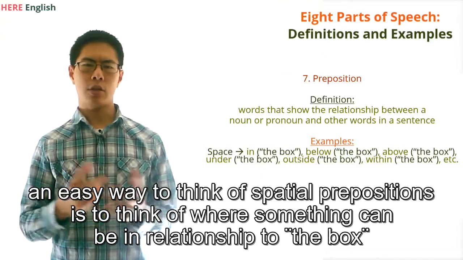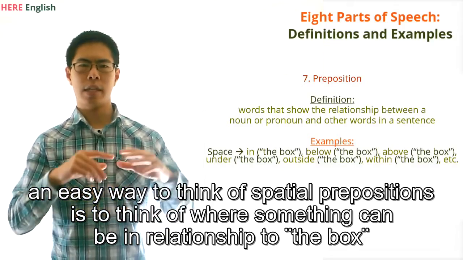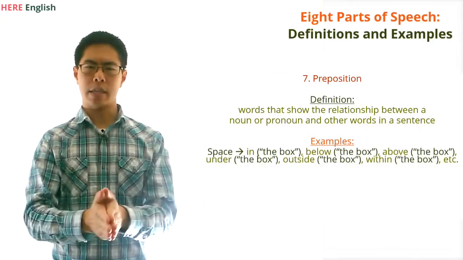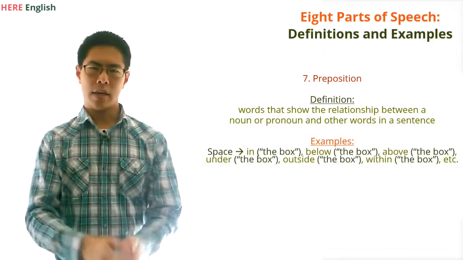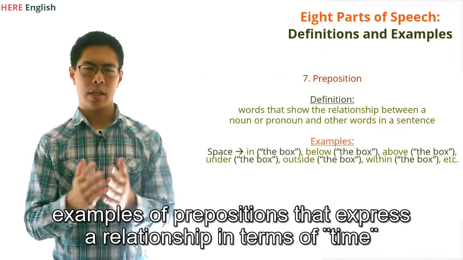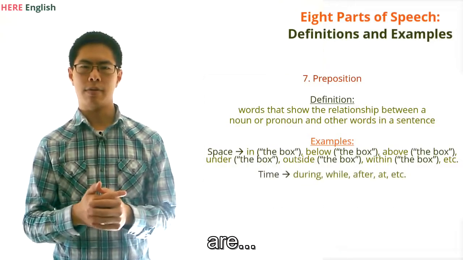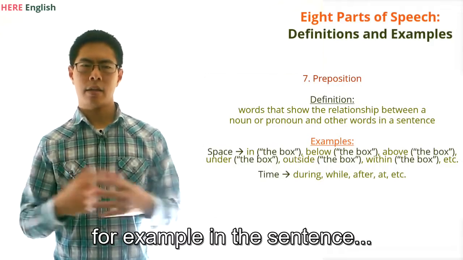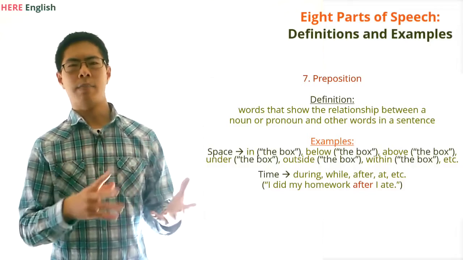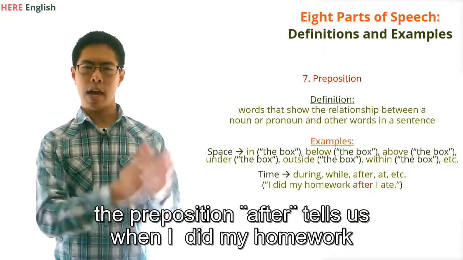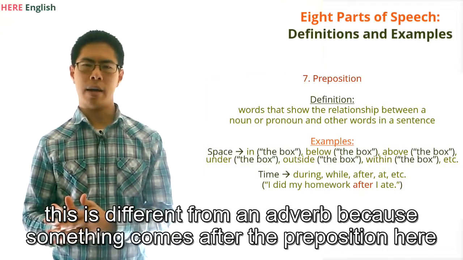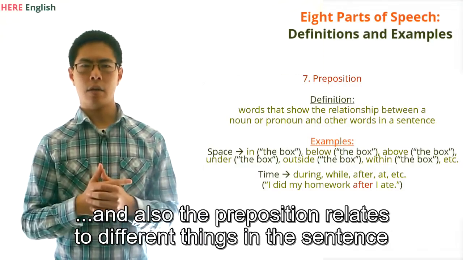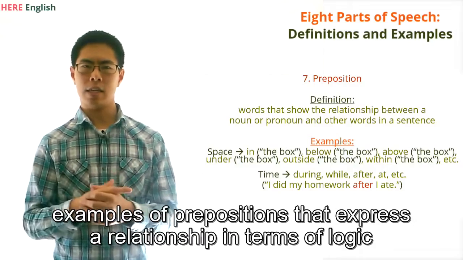An easy way to think of spatial prepositions is to think of where something can be in relationship to the box. We can say that something is in the box, below the box, above the box, under the box, outside the box, and within the box. Examples of prepositions that express a relationship in terms of time are during, while, after, and at. For example, in the sentence, I did my homework after I ate, the preposition after tells us when I did my homework. This is different from an adverb because something comes after the preposition here, and also the preposition relates to different things in the sentence.